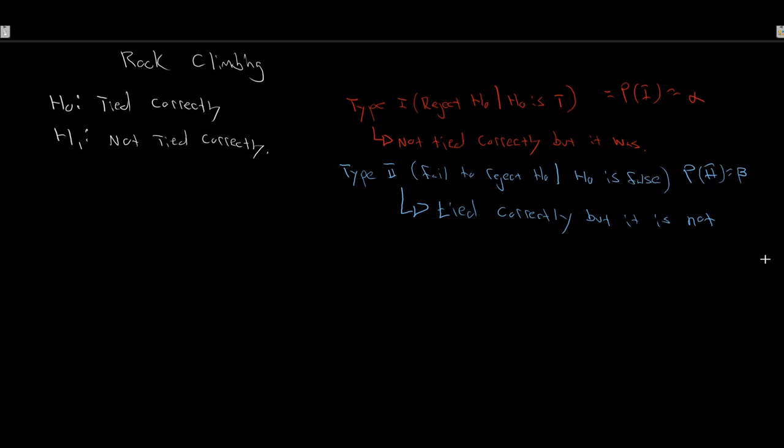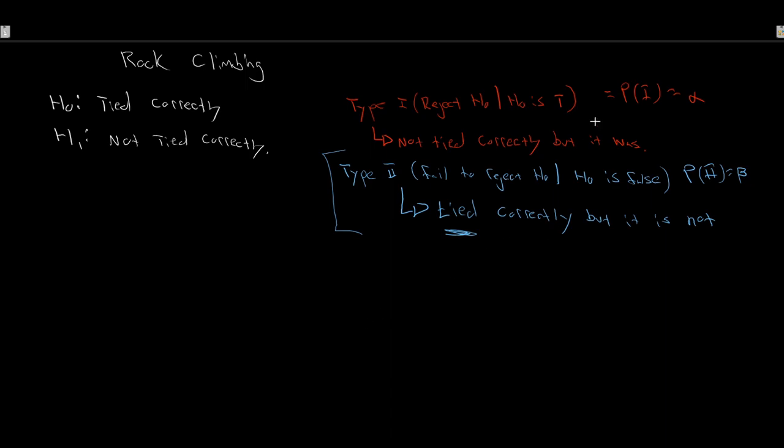In this case here, I would want to minimize my type 2 error. I would want my type 2 error to be as small as possible. That is a case where I'm looking at my knot and saying, oh yeah, nope, everything's good, but it's not good. And in fact, I fall and I die.